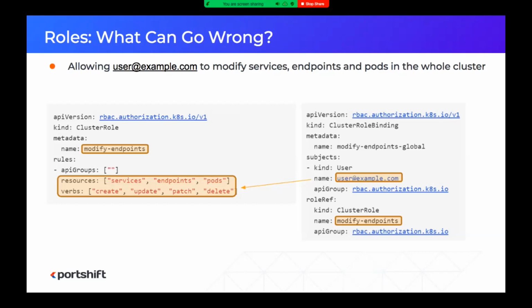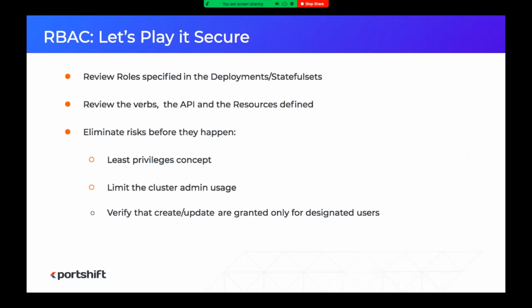Now, if this user or group or service account is compromised, and someone can assume this role, they can pretty much do anything that they want on the cluster, and it's game over, right? So it's always important to ask ourselves all the time. We need to review all the roles which we put in our pods, for our deployments, stateful sets, review the verbs, the API, what resources are defined, and it's always better to eliminate those risks before they happen.